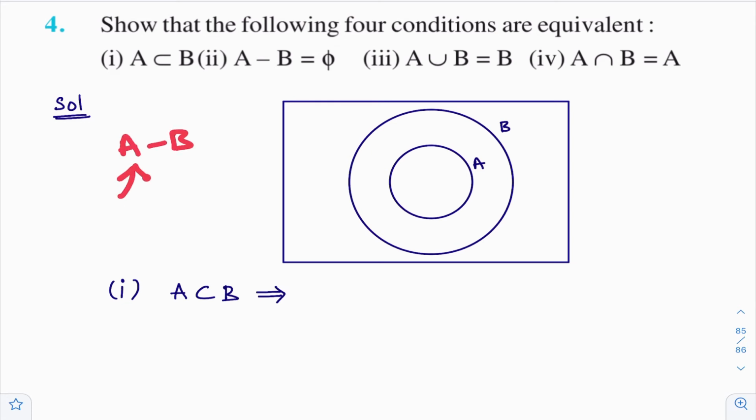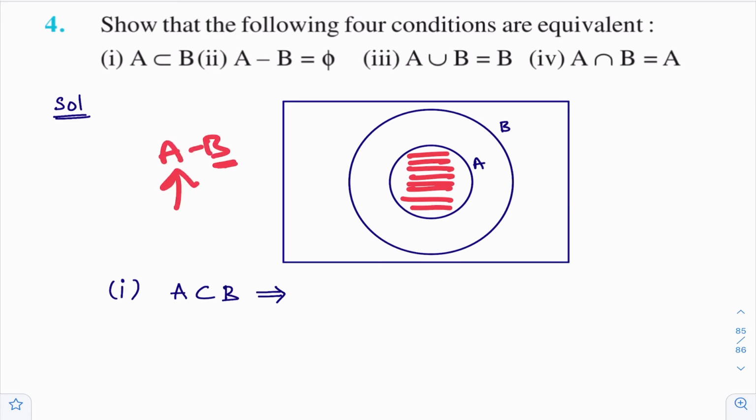All the elements present in A but not in B. A minus B means what? All the elements present in A but not in B. You observe, when A is a subset of B, is there any element present in set A which is not in B? When A is a subset of B, all the elements of set A are present in set B.